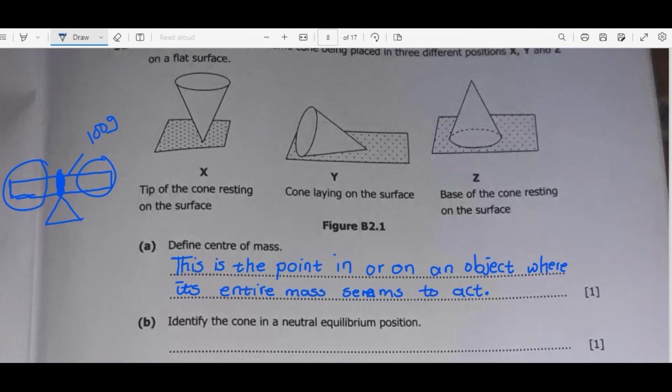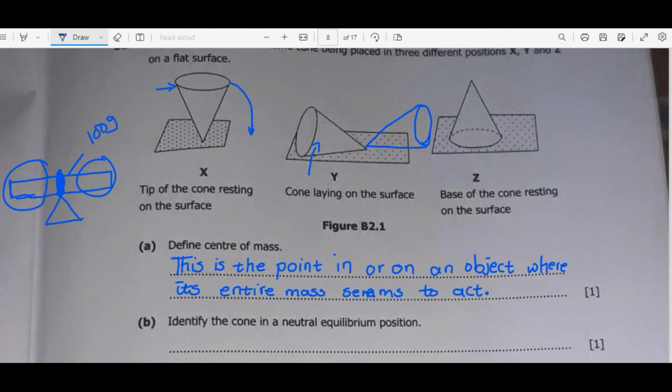Now identify the cone in a neutral equilibrium. So a neutral equilibrium is where if you try to push something, it just rolls, it doesn't fall or go up, it's just like rolling in a certain direction. So let's look at the X. Let's say we push this one here. If we push this one, we are expecting it to fall down here, and it can't go back to its original position. So this is unstable. Then for this one, if we push it here, we are expecting it to roll maybe to a certain position like this. So we can see that Y is neutral.